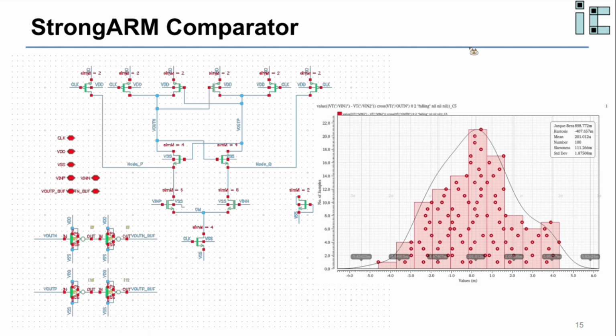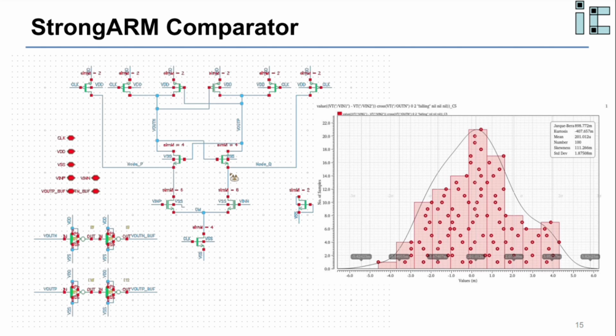The StrongARM latch structure is applied to the dynamic comparator. Buffers are added to the output to ensure complete logic high and low. The StrongARM provides lower offset and has lower power consumption. The precharge nodes avoid hysteresis.